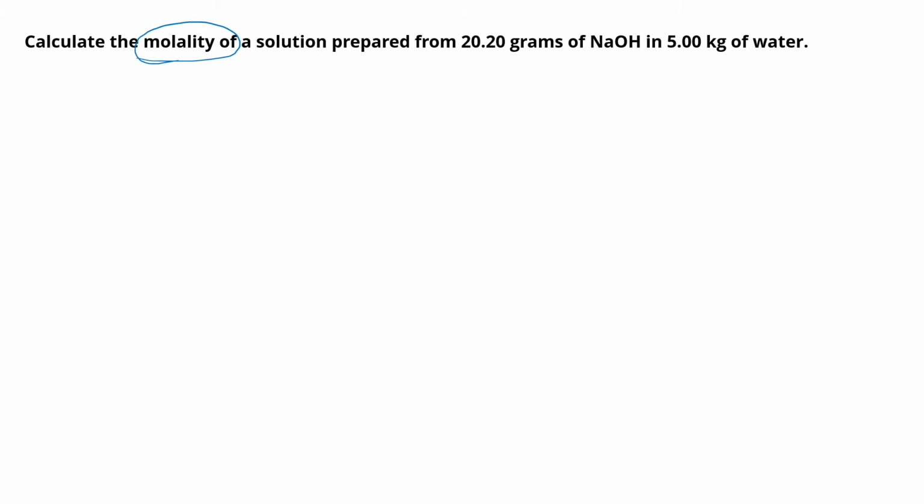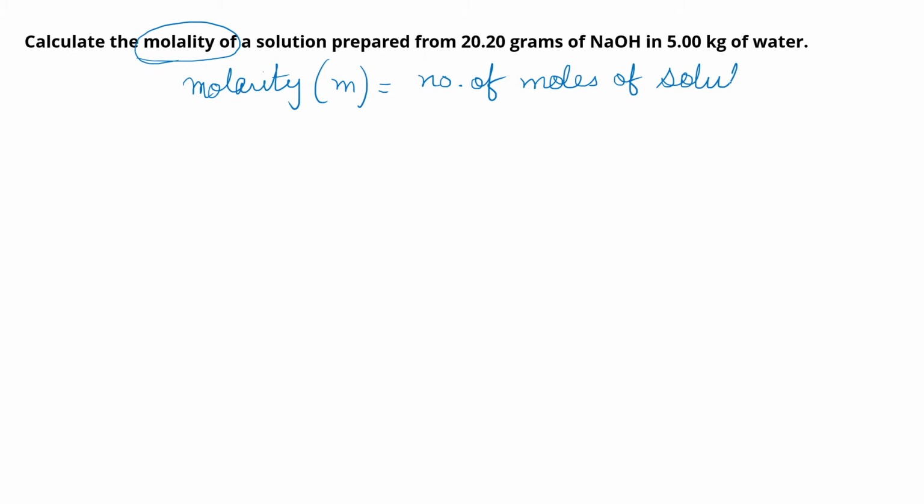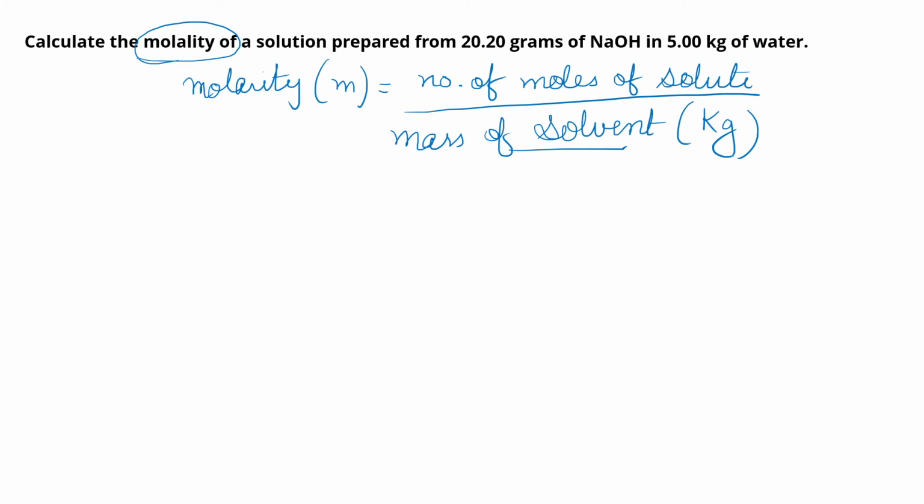In this question, they have asked us to calculate the molality. So first, please write the formula of molality. Molality is represented by small m. Molality is defined as number of moles of solute by mass of solvent in kg. Sorry, here you take mass of solvent only, not solution. Solvent, that too in kg.